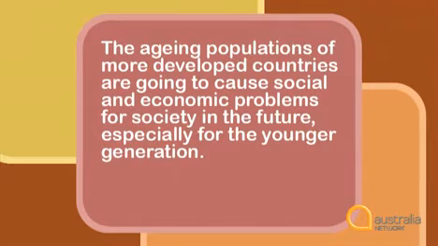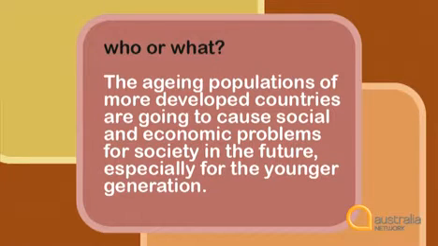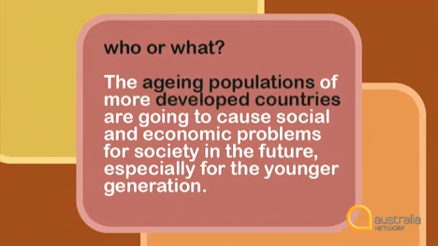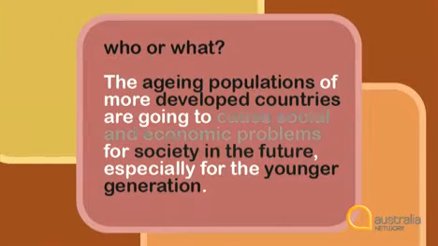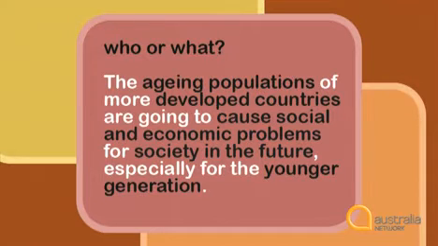First, let's look at the statement. Read it carefully. The ageing populations of more developed countries are going to cause social and economic problems for society in the future, especially for the younger generation. You should ask yourself, who or what must I write about? Here, you have to say something about ageing populations, developed countries, society in the future, and the younger generation. Highlight these and any other key phrases, such as cause social and economic problems. Think about what these phrases mean. Thinking of synonyms or words that mean something similar can help you do this. And you will need these synonyms later in your essay.